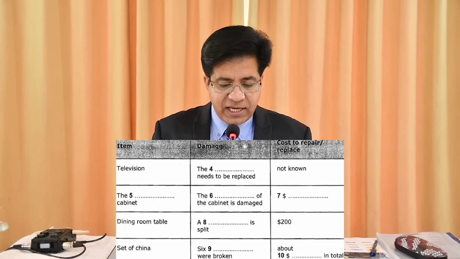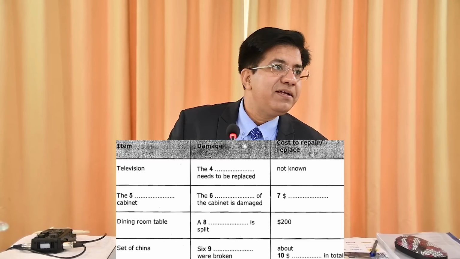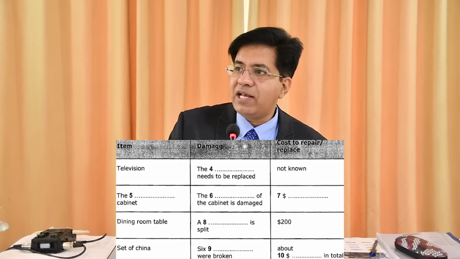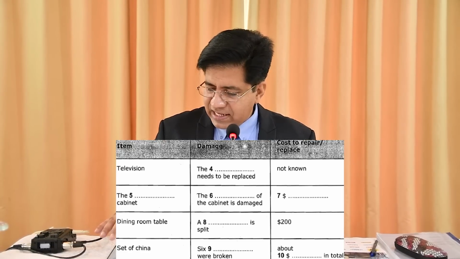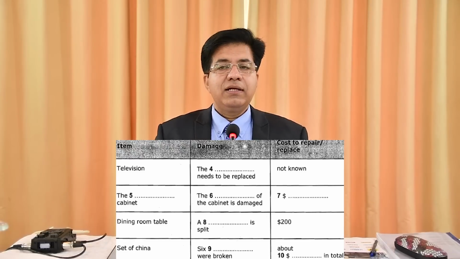Question number 9. 6 dash were broken. Cups may be from the set or any other thing. 6 dash were broken. Let's see what that is. What was the last item, Mr. Alexander?